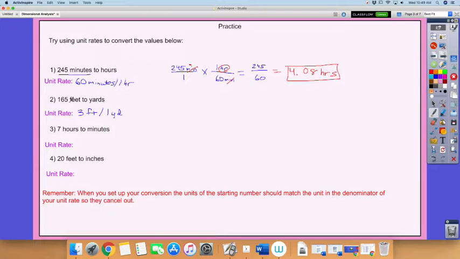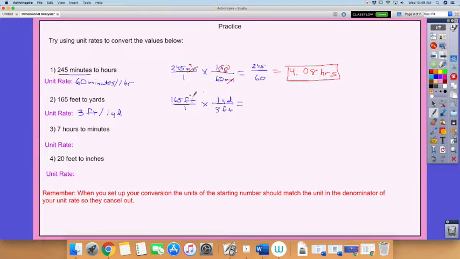So now we're going to go ahead and convert it. Our starting problem is 165 feet. We'll put it over 1. And now we've got to think about how am I going to write this again. So I look and I see feet is in the numerator. So that means when we go to write our unit rate over here, we need to flip it and put the 3 feet in the denominator, with the 1 yard on top.